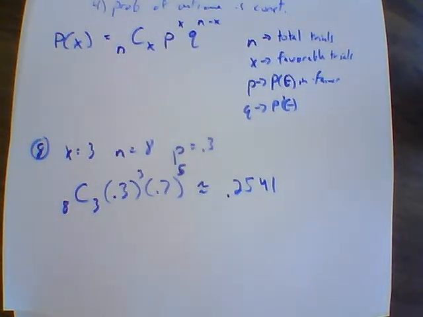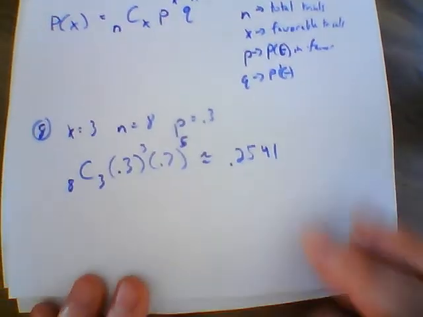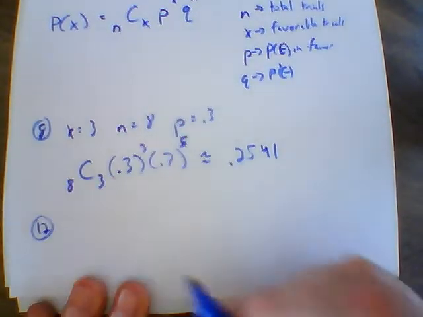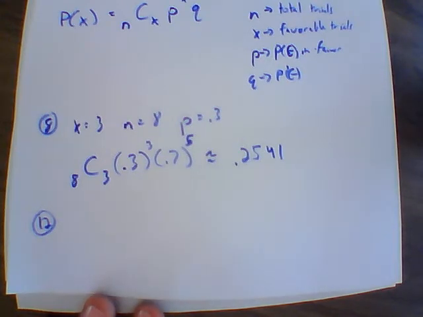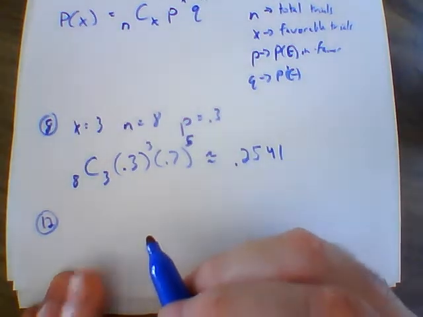Now, how does this relate to an actual story problem? Let's look at number 12. On number 12, we talk about battery life. A calculator contains 4 batteries. With normal use, each battery has a 90% chance of lasting for 1 year. What is the probability that all 4 batteries will last 1 year?